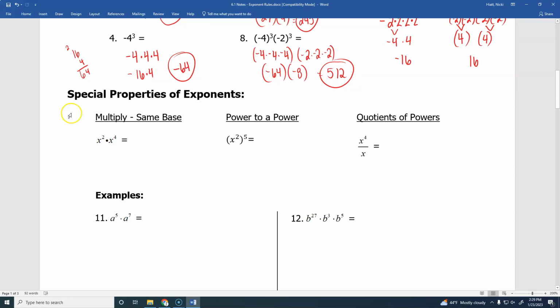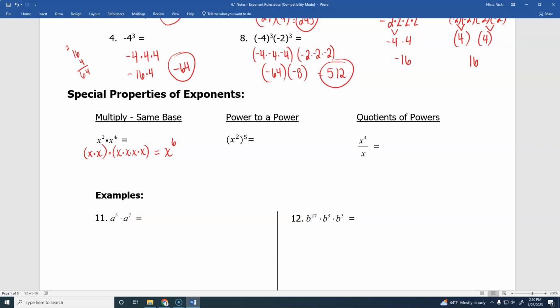The first is for whenever we're multiplying with the same base. So I've got x to the second times x to the fourth. I want you to get to where you don't have to write this out every time. But the first time, I want us to write out what this means. So x squared means x times x, right? And then x to the fourth means x times x times x times x, right? So how many x's do I have that are multiplied together there? I've got 6, right? So this is going to equal x to the 6th power.